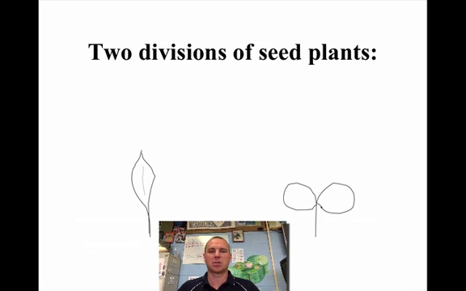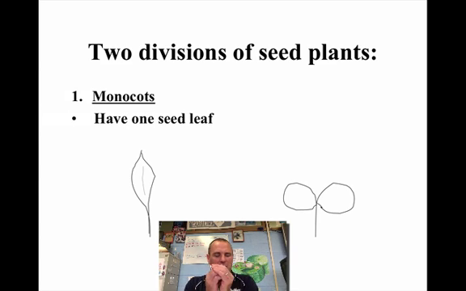The next thing is there's 2 divisions of seed plants. There are monocots. Now, monocots means they only have 1 seed leaf. That means when that seed bursts open, only 1 single leaf comes out of the seed to start with. Now, it's going to, of course, branch into other ones as it grows. But it has only 1 seed leaf.